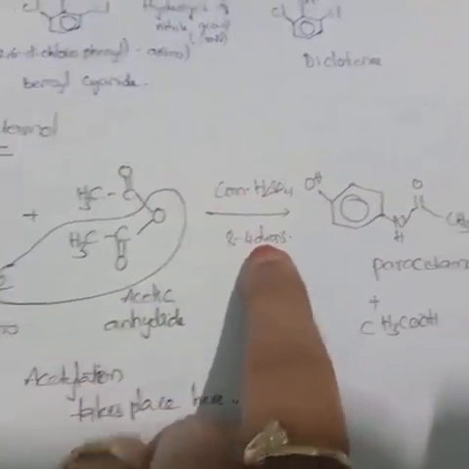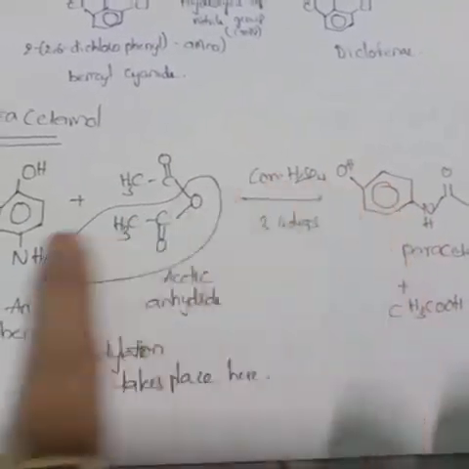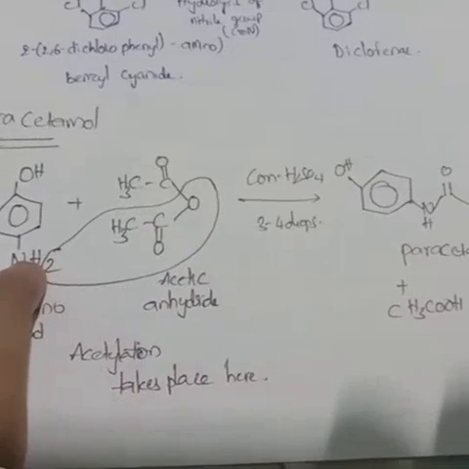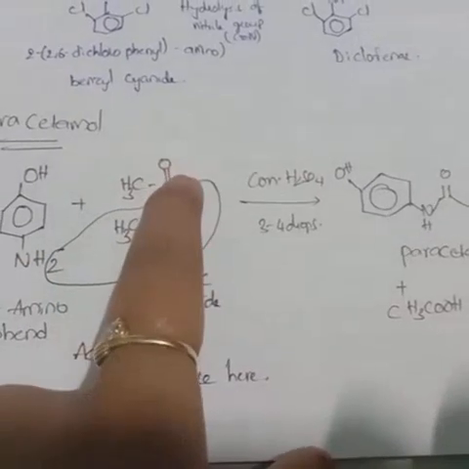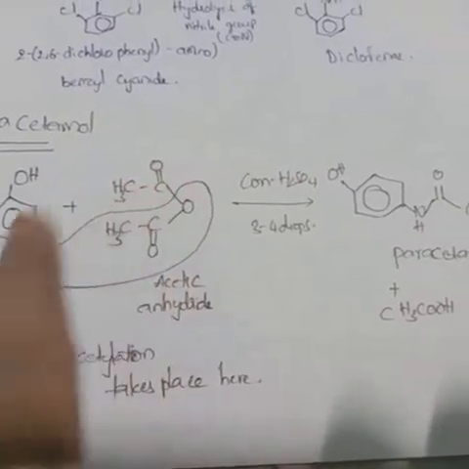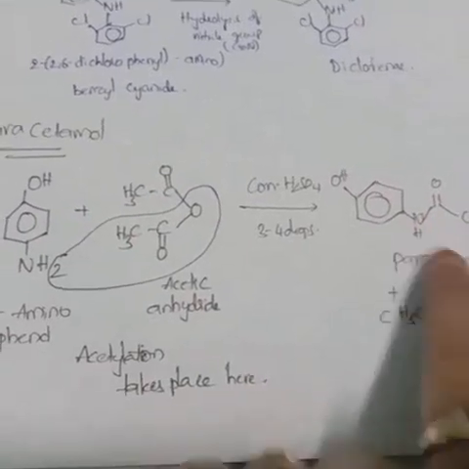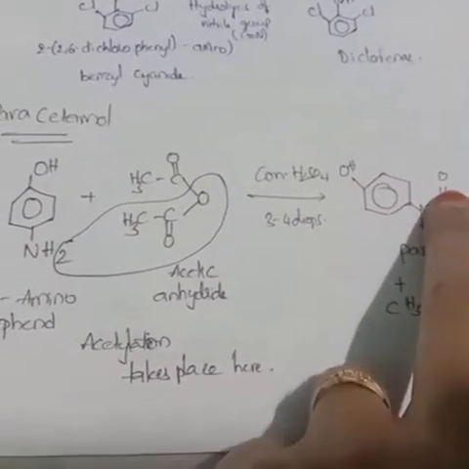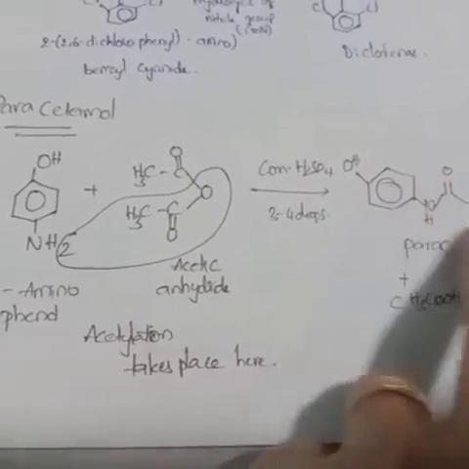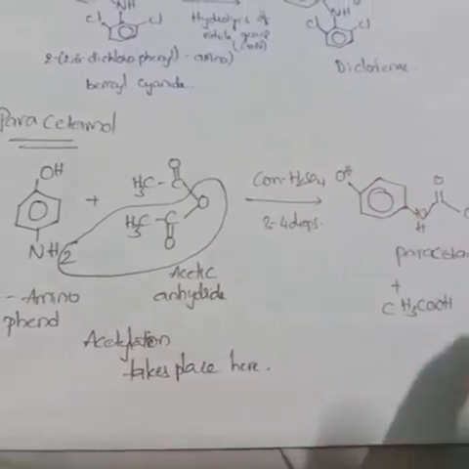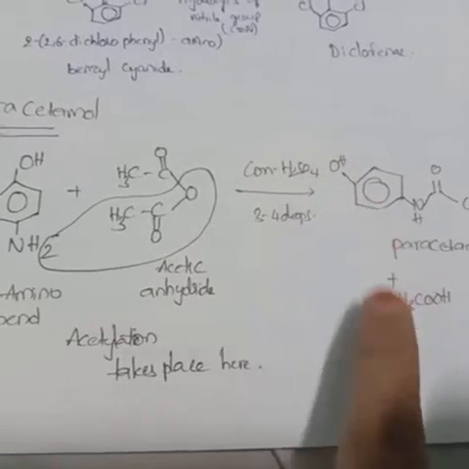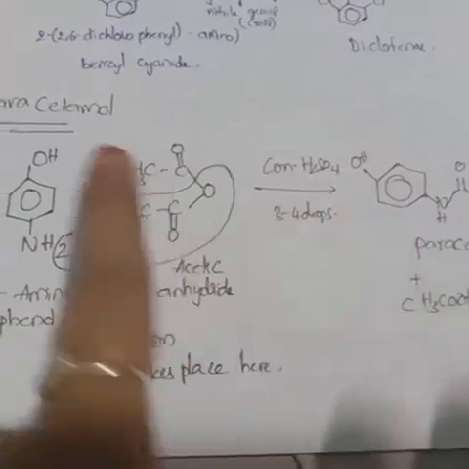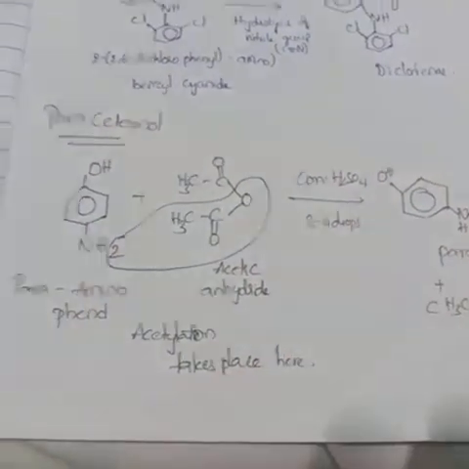3 to 4 drops we have to add. This phenyl group and amine group is there, right? One hydrogen is removed, so to this nitrogen this is attached, C double bond O with CH3, right? So the acetamide group is attached here. So we got this and acetic acid as a byproduct. Okay, this is the synthesis of paracetamol.